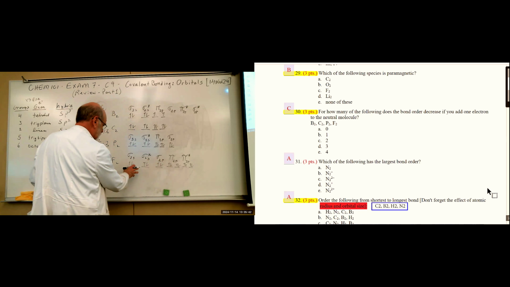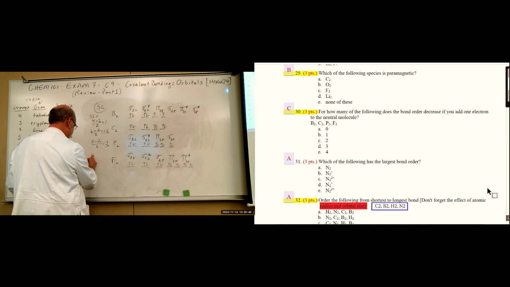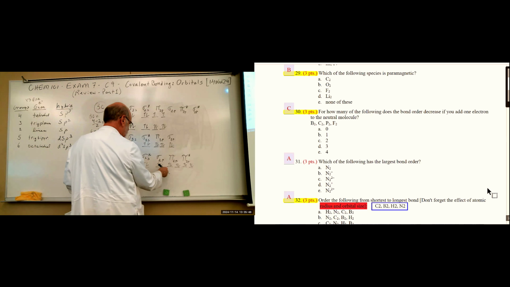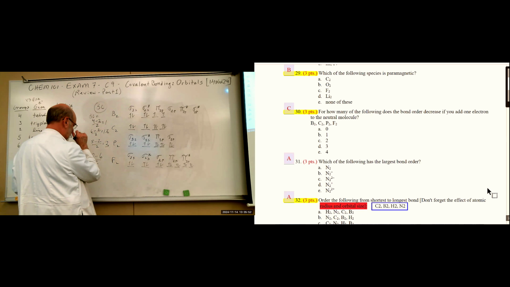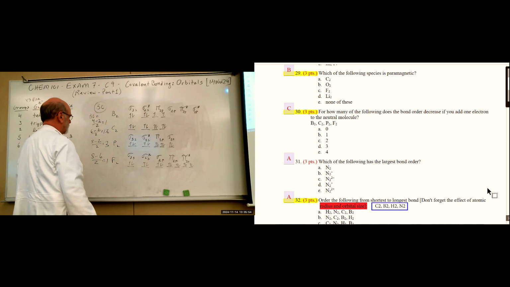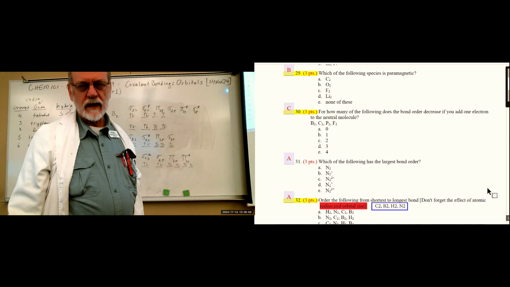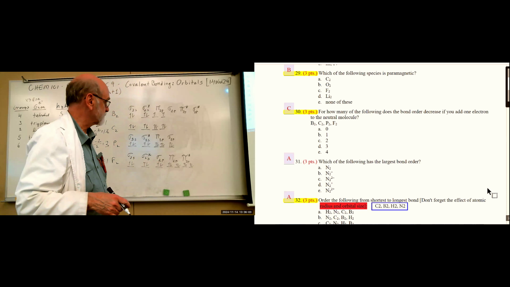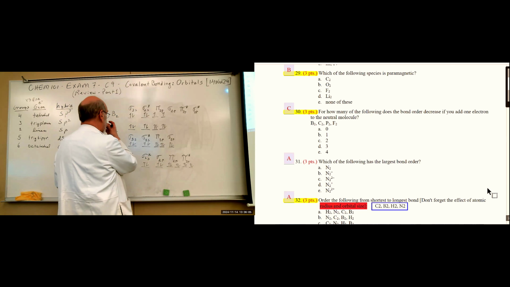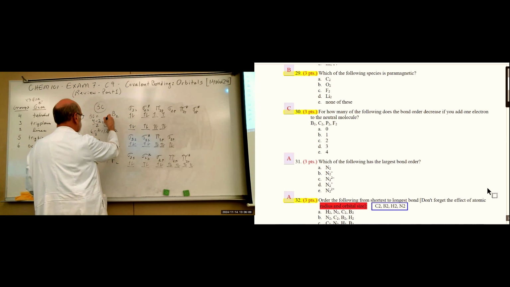And let's see, this one is 2, 4, 6, 8 minus 2, 4, 6 divided by 2. So that's equal to 1. Okay, back to the question. Following, does the bond order decrease if you add 1 electron? Okay, where are we going to add electrons? This is neutral.